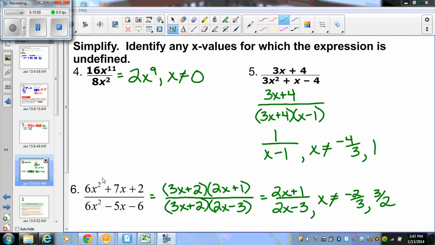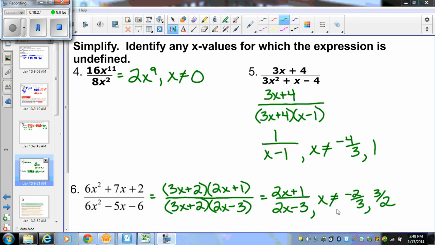On number 6, both the numerator and the denominator could be factored. The numerator factors to 3x plus 2 times 2x plus 1. The denominator factors to 3x plus 2 times 2x minus 3. All of that reduces to 2x plus 1 over 2x minus 3. Your domain restrictions are that x cannot equal negative 2/3 or positive 3/2.